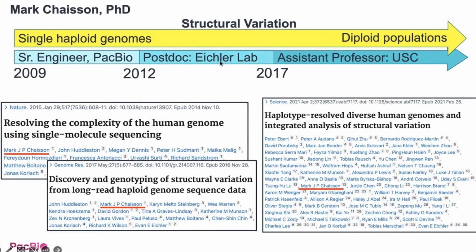So moving from those single haploid genomes to not only diploid genomes, but diploid populations. So here's this paper that was also referenced earlier where we saw 2.5 times the detection of structural variants using long reads than short reads. And with that, I'll hand it over to Mark to present our keynote talk today.